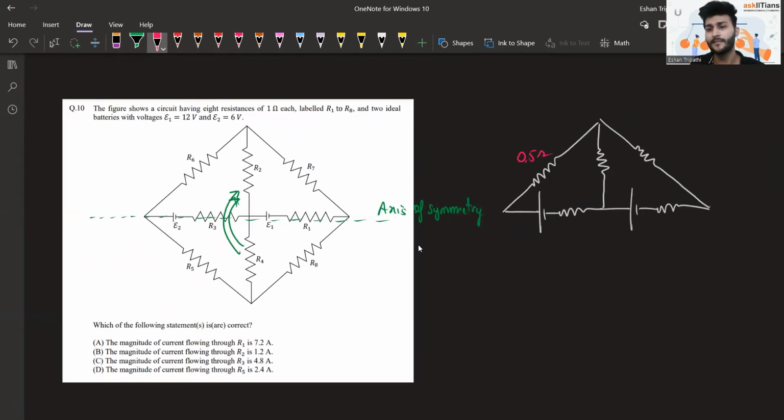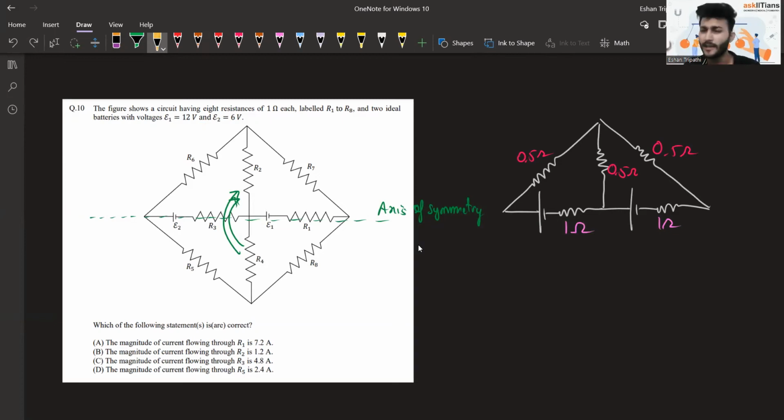This also will become 0.5. This also will become 0.5. But these resistors which were there in this horizontal branch are not folded onto anything. So they are going to still possess the older value, 1 ohm, 1 ohm. And the potential difference E1 is given as 12 volt. So this becomes 12 volt and this becomes 6 volt.